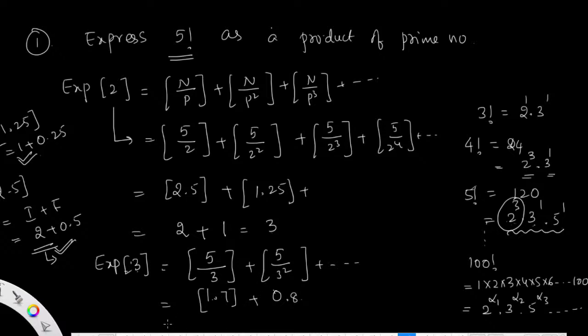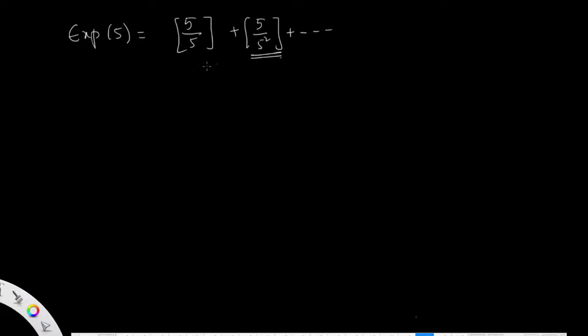Then you write only the integral value. Floor of 1.7 can be written as 1 plus 0.7, that's only 1, so the second term is obviously 0. So the value is 1. Okay, it's verified, 3 power 1. And similarly, the exponent of 5 in 5 factorial is floor of 5 by 5, and floor of 5 by 5 squared is more than the value, so it doesn't count. This is not necessary, it is only 1.